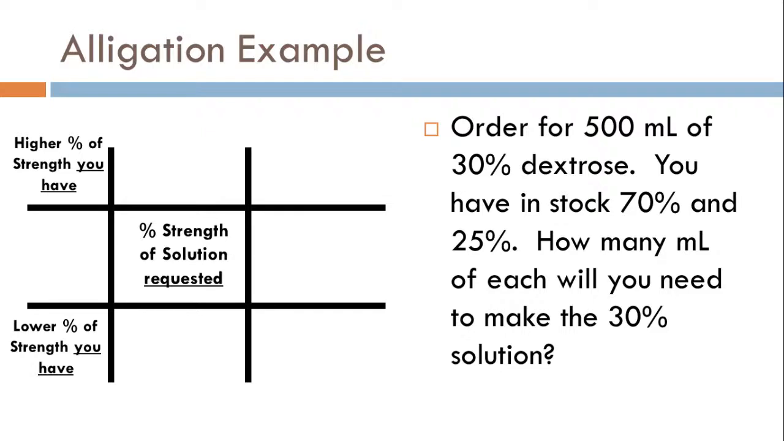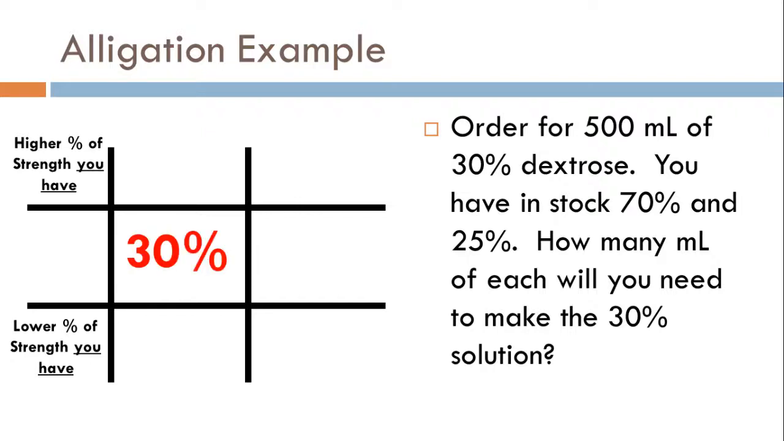I've got another example here where we're going to take it even a step further, but I'm going to use a different set of numbers. Let me just read the question to you. You have an order for 500 mils of 30% dextrose. You look at the shelf, it's not there. So you have 70% dextrose and 25% dextrose. Let's work through this to see how much of each one you're going to need to get that 30% dextrose.